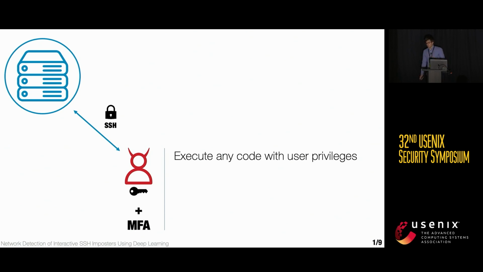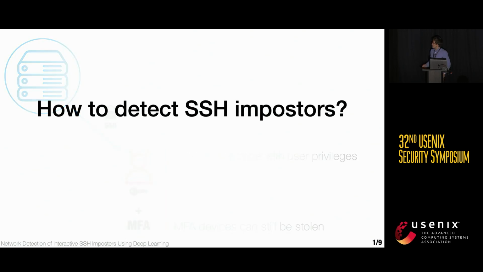MFA, multi-factor authentication, makes this a little bit harder, because in this case, you actually need to have multiple identities, multiple credentials to log in. But once MFA devices are stolen, if you have a stolen phone or a stolen TOTP app, we're back to square one. Somebody can take all your factors, authenticate, and the server can't know. So the question here is, how do we detect SSH imposters?